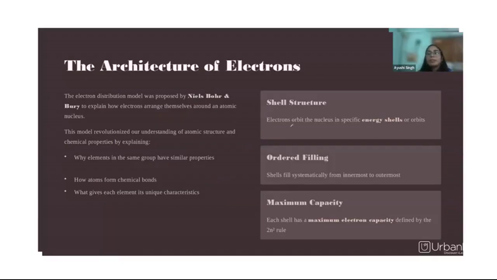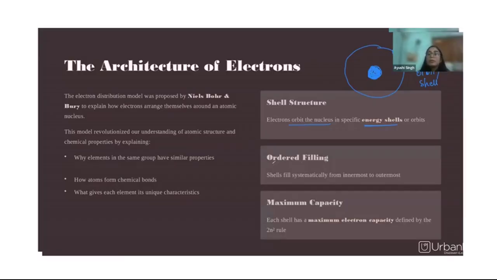So the shell structure: electrons orbit the nucleus in specific energy shells or orbits. If this is, let's say, your nucleus, here the electron would be revolving, right? So this will be called an orbit, or you can also call it a shell. Energy shell also is fine.